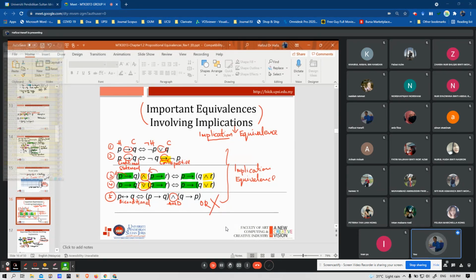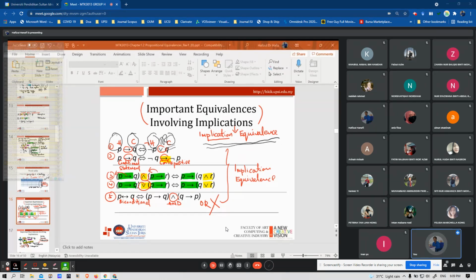Okay, we have implication equivalences. We have a hypothesis and a conclusion. A hypothesis implies the conclusion is equivalent to negating the hypothesis, or the conclusion. So this one is the implication equivalence. The same goes for the conditional statement and the contrapositive.